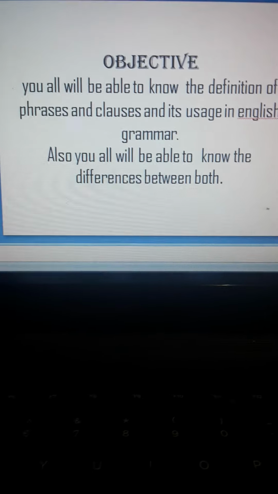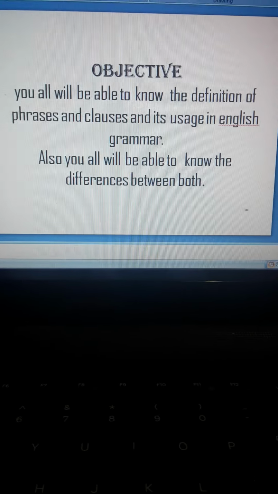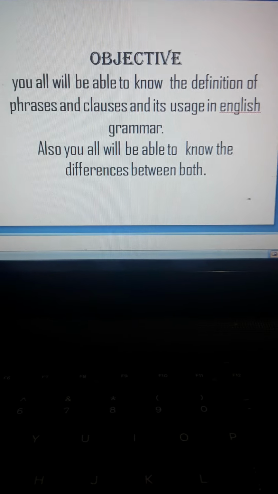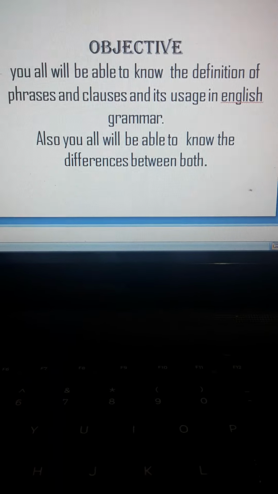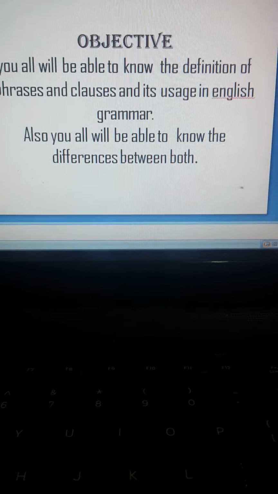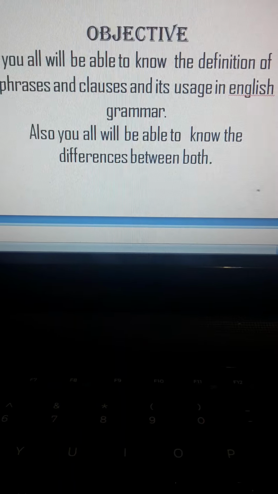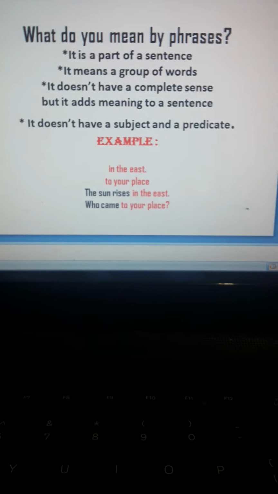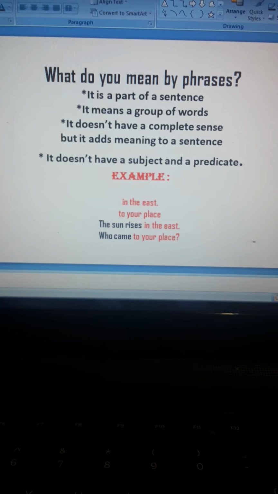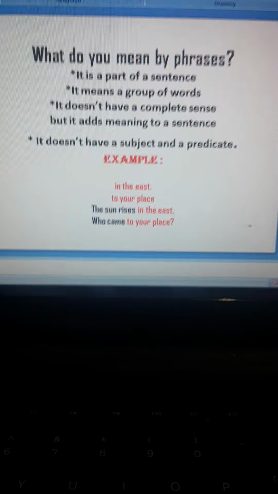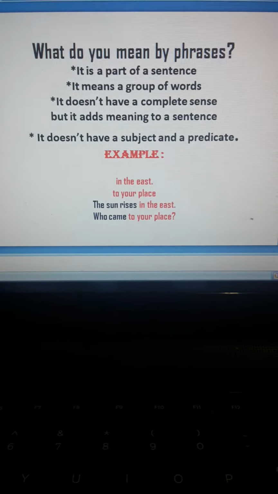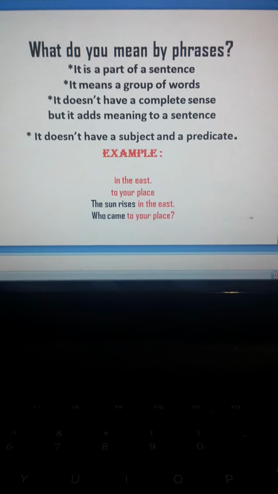My objective behind teaching this lesson is that you all will be able to know the definition of phrases and clauses and their usage in English grammar. Also, you all will be able to know the differences between both. Hope that you all are quite aware of sentence and its parts, subject and predicate. So let's proceed.